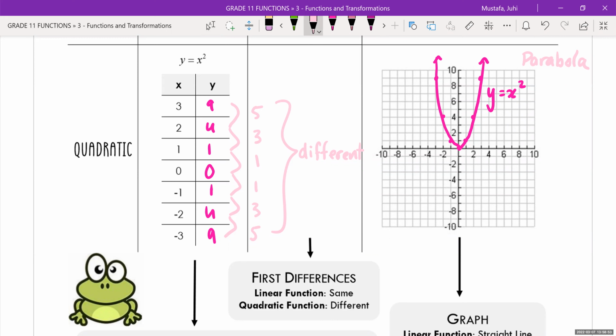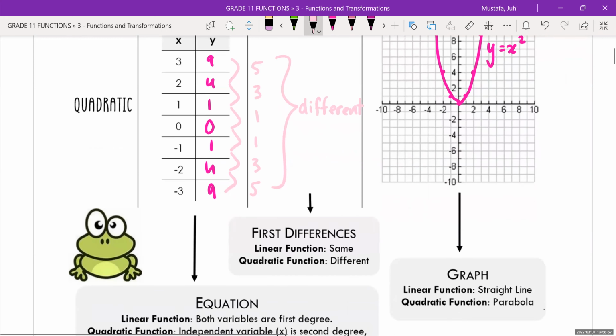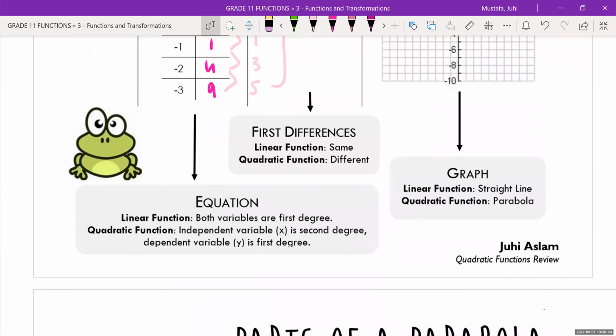You can also figure out if something is linear or quadratic based on the equation. So if you take a look at this box over here, it says a linear function, both variables are first degree. And that's just a fancy way of saying both of the exponents on the variables are 1. So if y is equal to 2x plus 5, it's going to be y to the power of 1 and x to the power of 1. So anytime both of the exponents are a 1, you know that is a linear function.